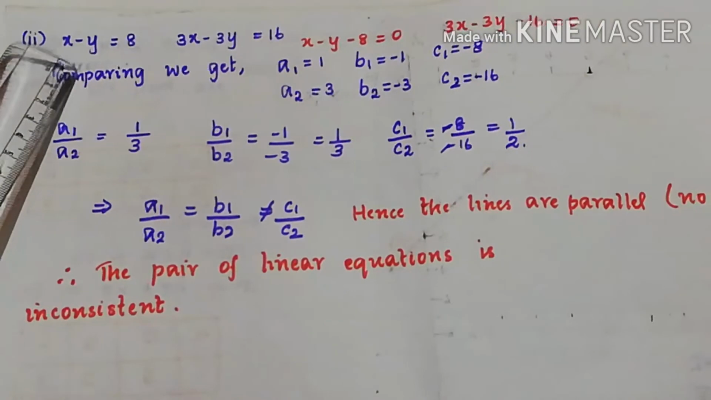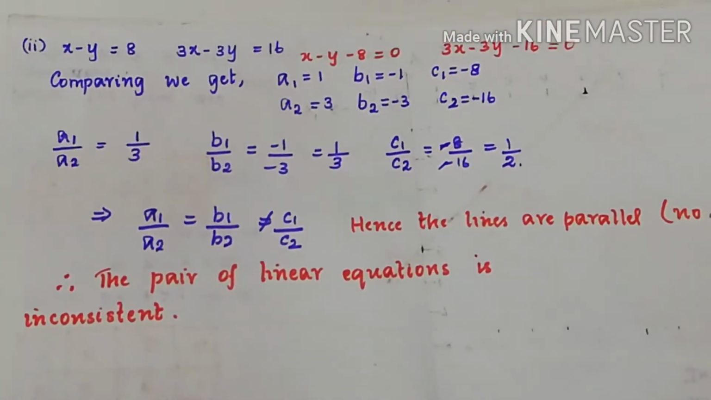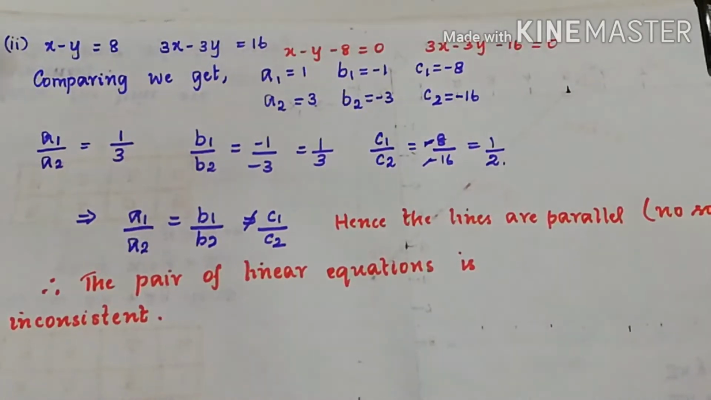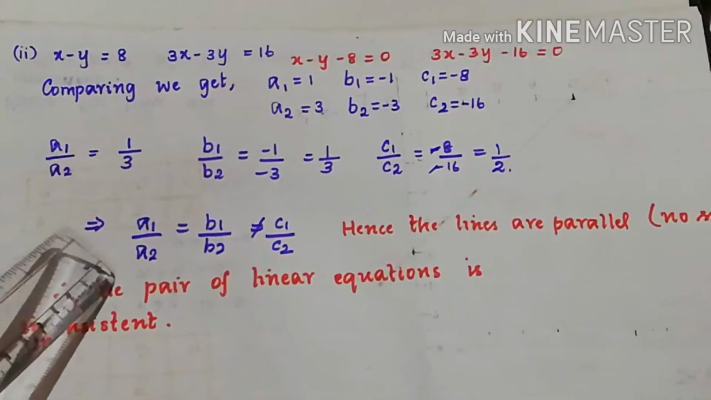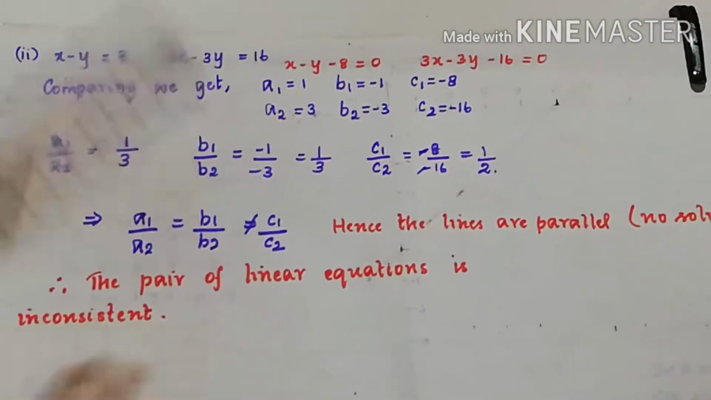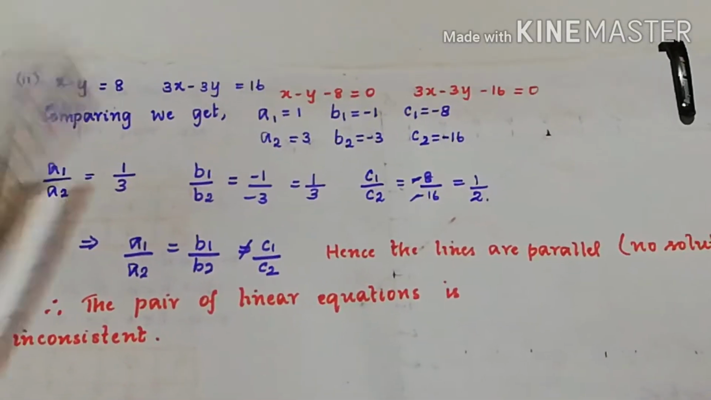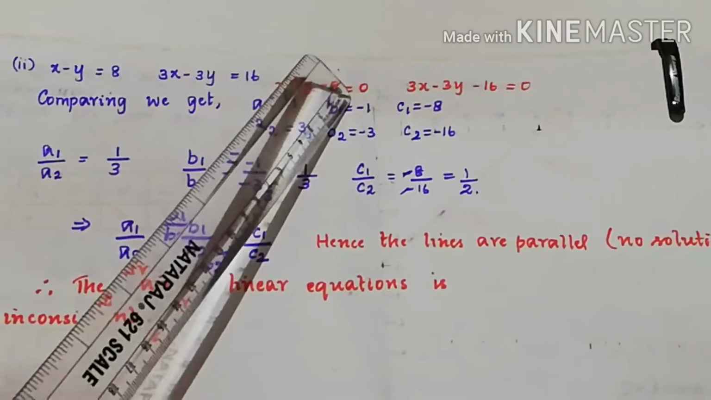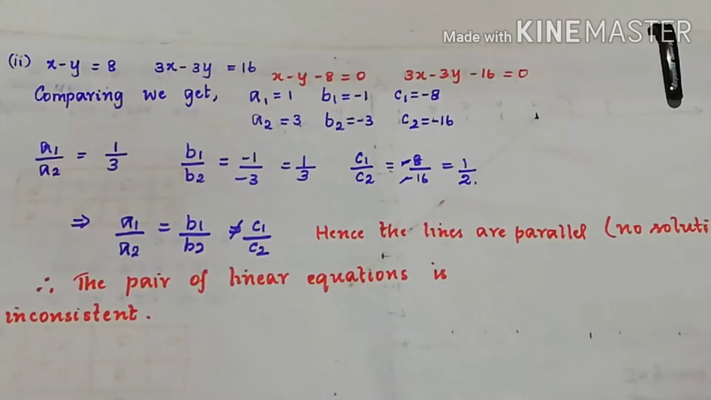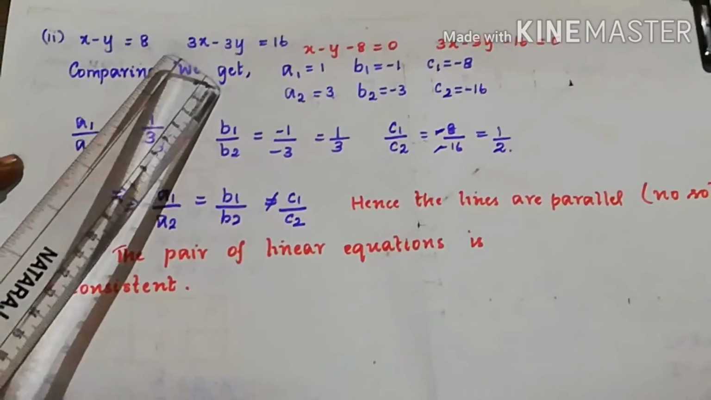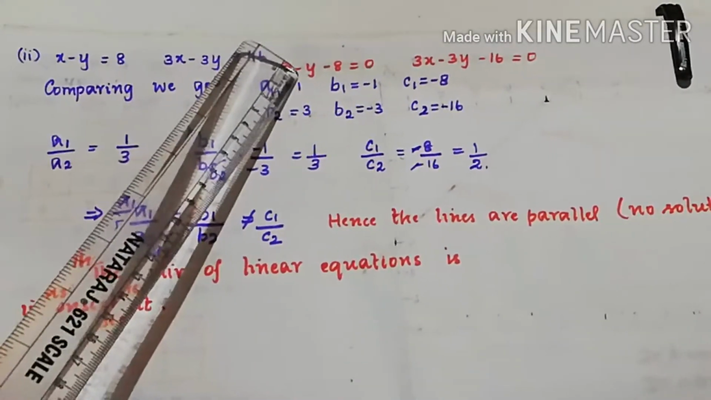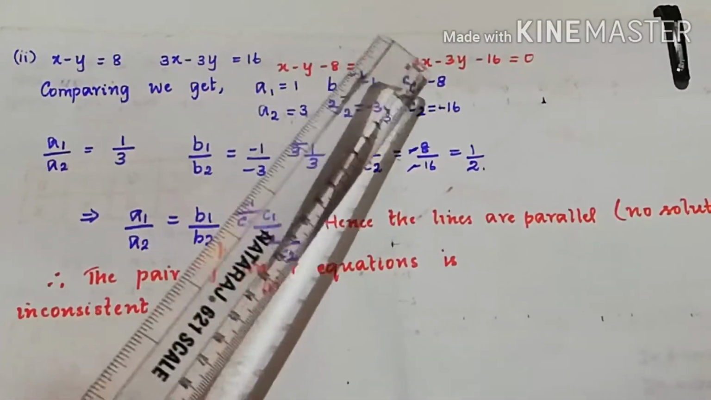Second subdivision. x minus y is equal to 8, 3x minus 3y is equal to 16. First we are going to find whether it is consistent or inconsistent, so we are going to find the ratios. You are going to rearrange first: bring all the terms to one side and put equal to 0, same way for the second equation. Now comparing with the general equation, we get a1 value as 1, b1 value as minus 1, c1 is minus 8.